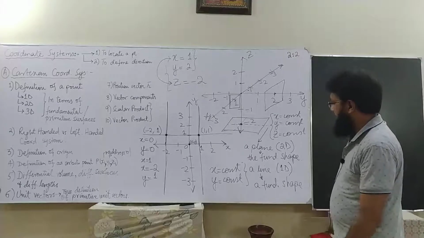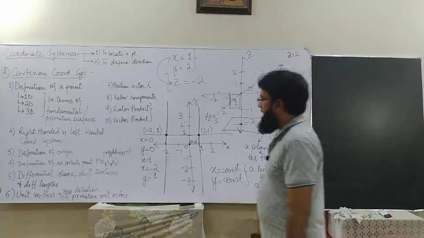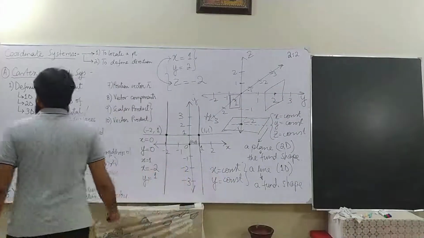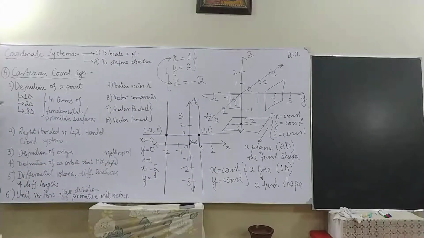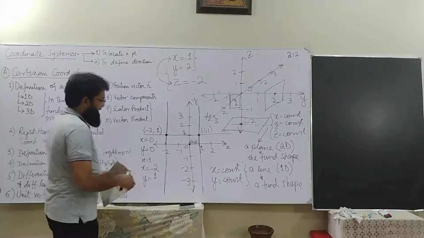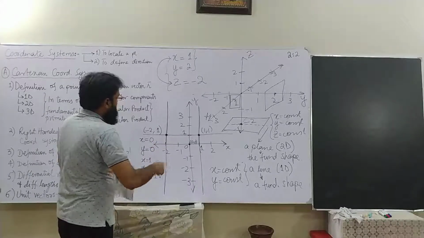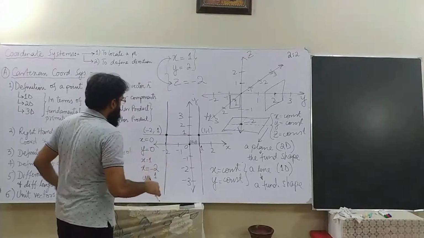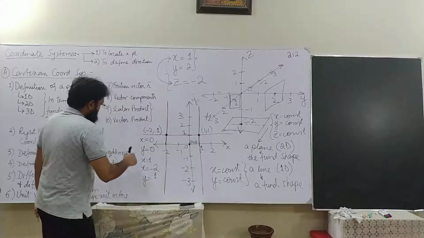Alright, so we have discussed already the fundamental shapes in the case of Cartesian coordinate system for all the three cases, that were for one dimension, two dimensional and three dimensional coordinate systems, and we had already discussed a lot about that in the previous lecture.